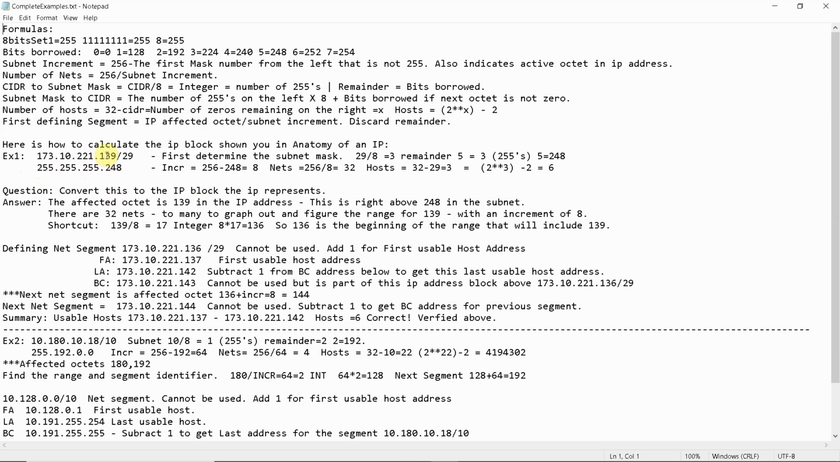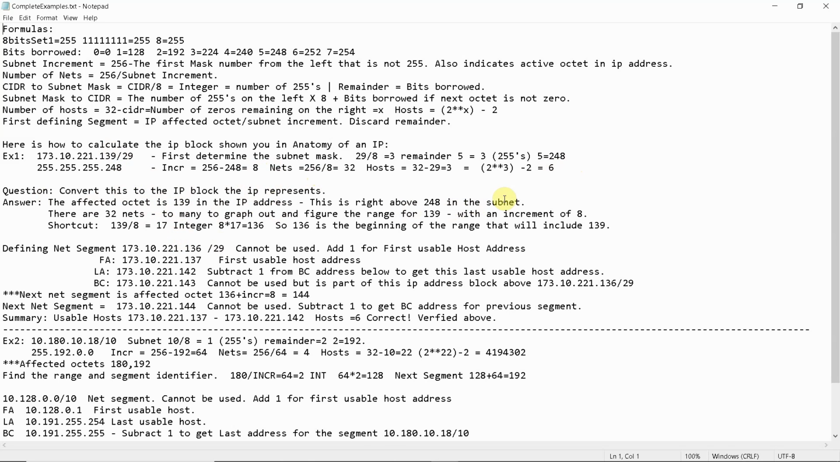Above it, also, is going to be the active octet, okay? So it's going to be in the same, in other words, fourth octet over here is different. It's always going to be the fourth octet on the top because they may not line up exactly. So we've got our increment, we've got our nets, and we got the amount of hosts. So we're going to convert this to the IP block. The IP represents, again, effective octet in the top, which is important.